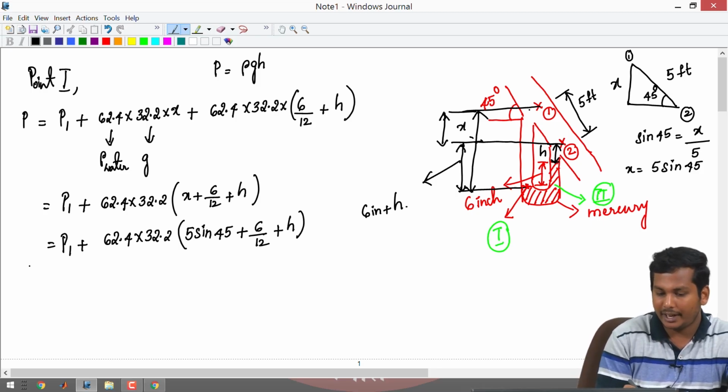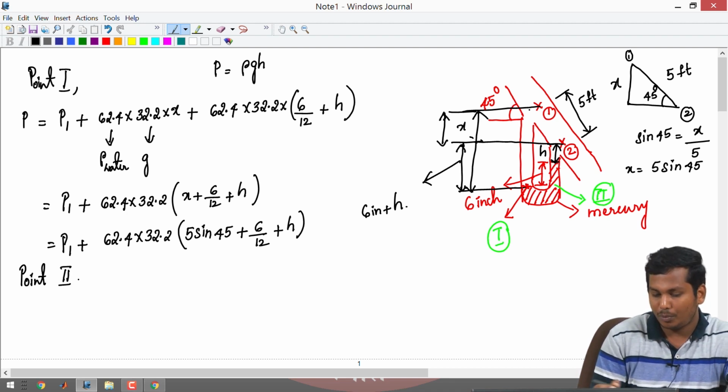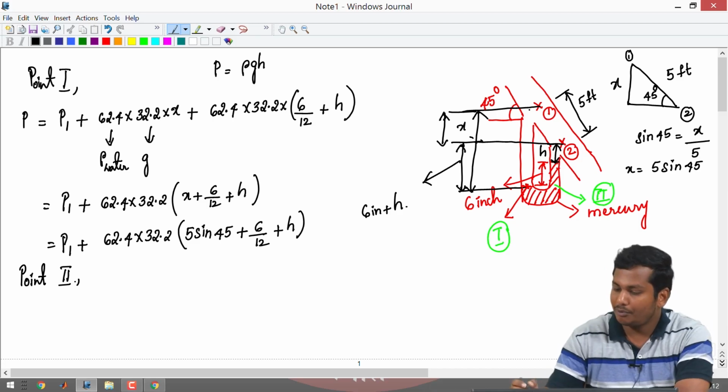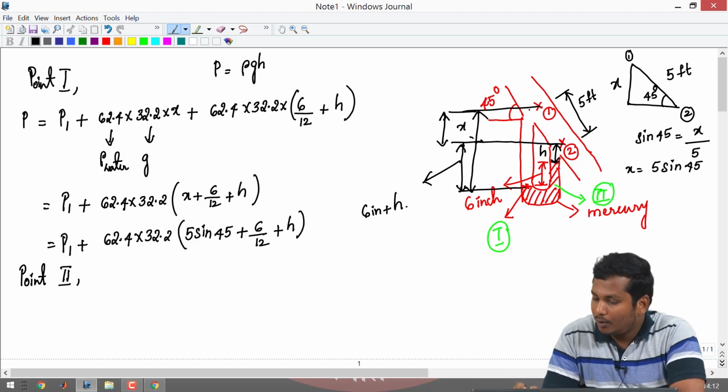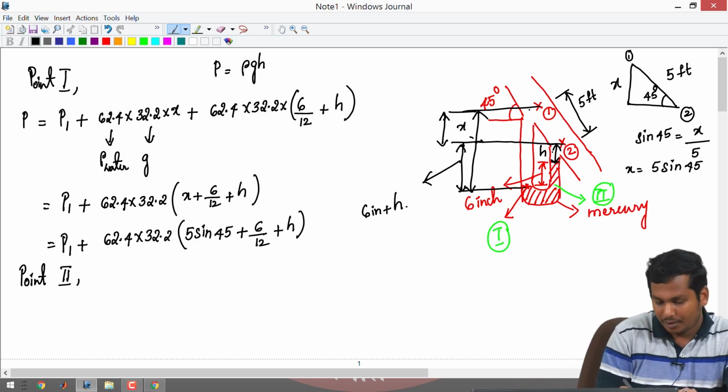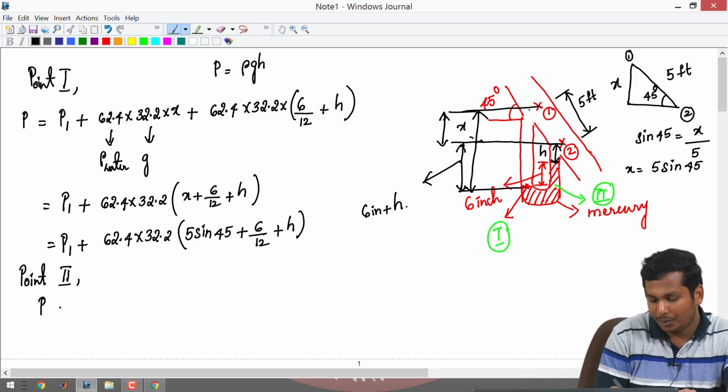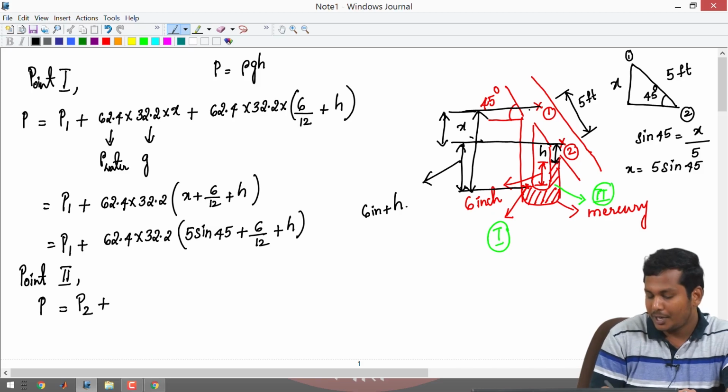Similarly, we can calculate pressure at point capital 2. The point capital 2 does have two fluids above it, water, okay, we will write that. So, pressure at point capital 2 equals pressure at point small 2 plus pressure exerted by the fluid with a height of small h, that is water.